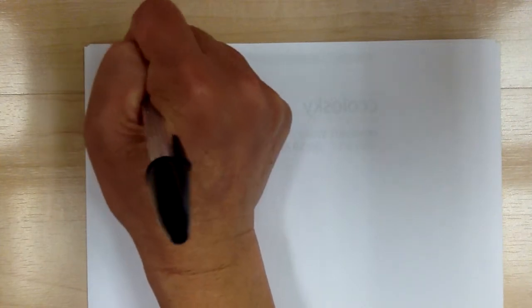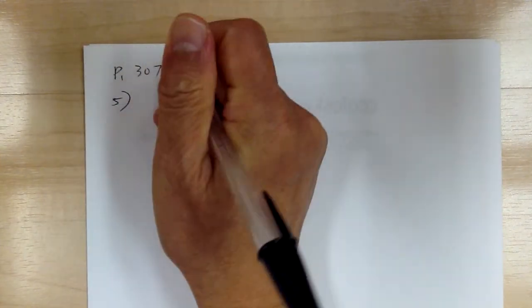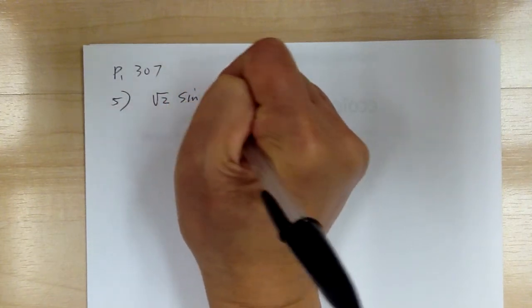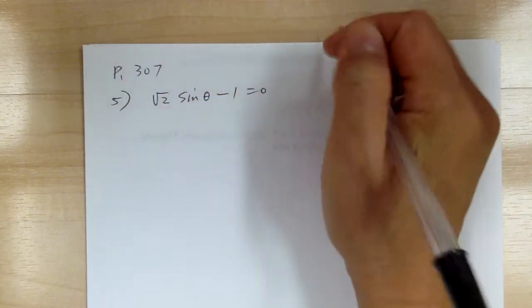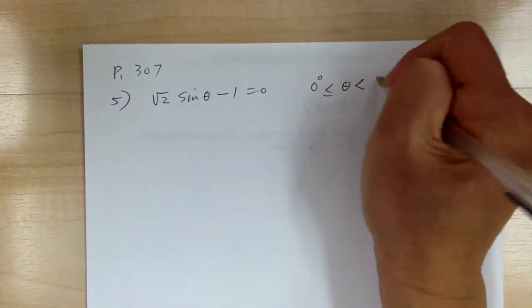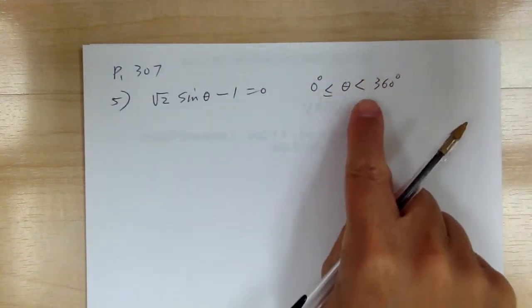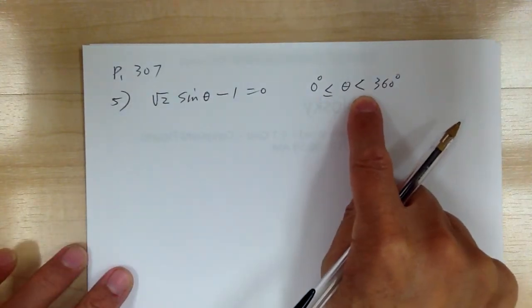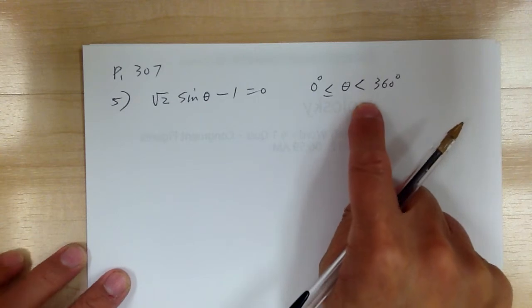Okay, let's go to number 5. Number 5, you have square root of 2 sine theta minus 1 equal to 0, and you're going from 0 to 360. You have to pay attention to the inequalities. That means the 360 is not included in the answer.